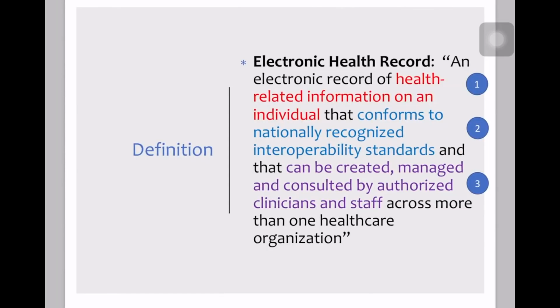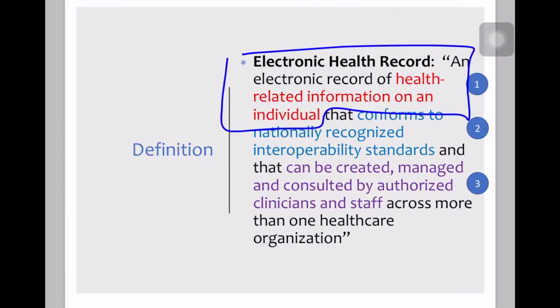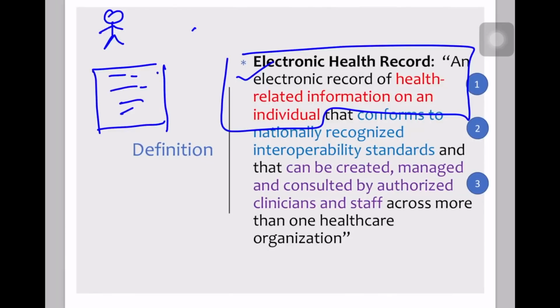Let's dissect this definition to see what the important components are. The first part is the health related information on an individual. Second part is, okay, so now we have information about an individual, and this information is not on paper, it's on computer, digitally recorded.